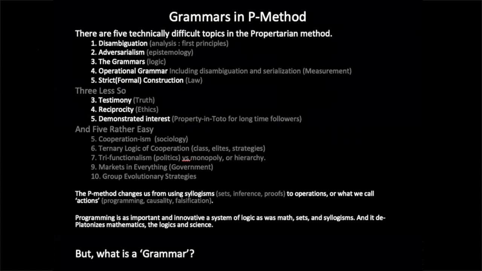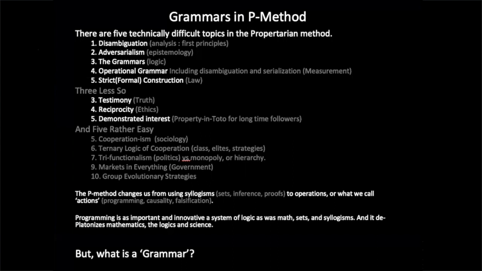Okay. There are 5 difficult topics in the proprietarian method. We've been going through them. Disambiguation. Another one is adversarial epistemology, which we will cover later on, not today, but in another session. The grammars, which is what we're talking about here. Operational grammar, which is what we've been leading up toward producing. And strict formal construction, which is the application of this operational grammar.